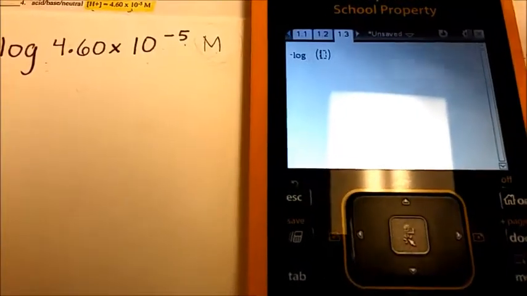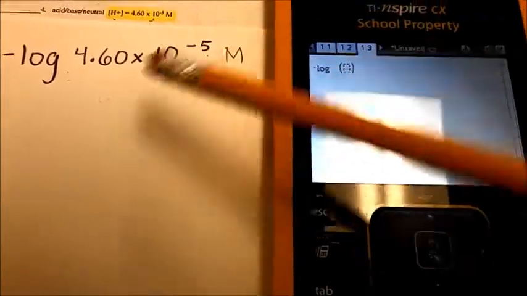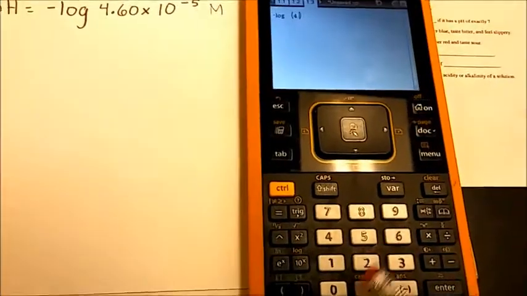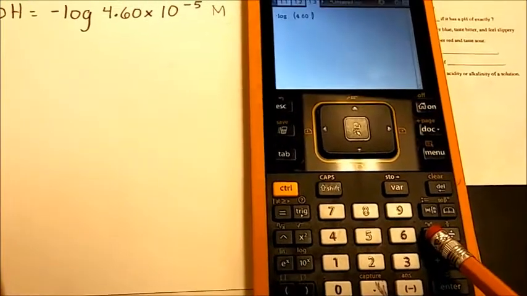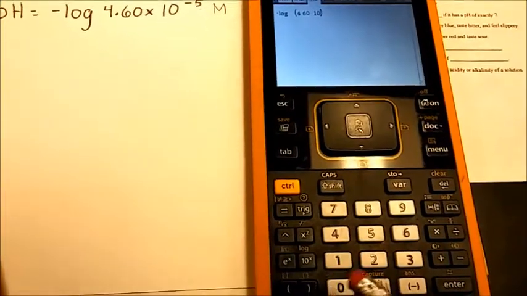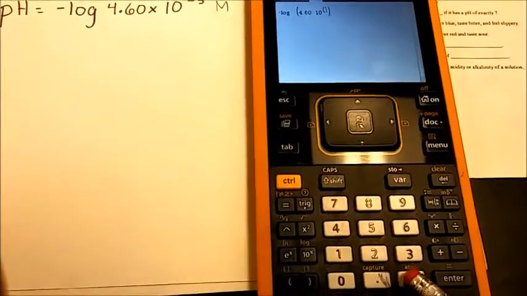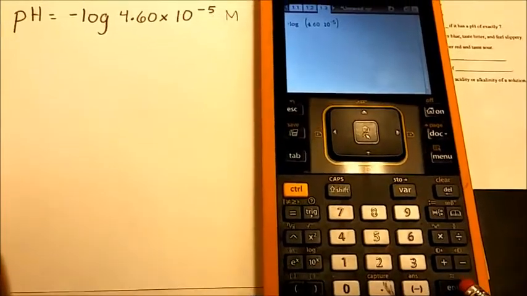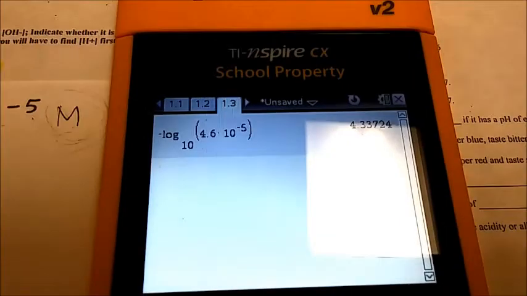And there it is. So now we can actually write down or type in what we have. So the 4.60 or 0.60 times 10 caret negative 5. And then we press enter. Okay, that's going to be our number.